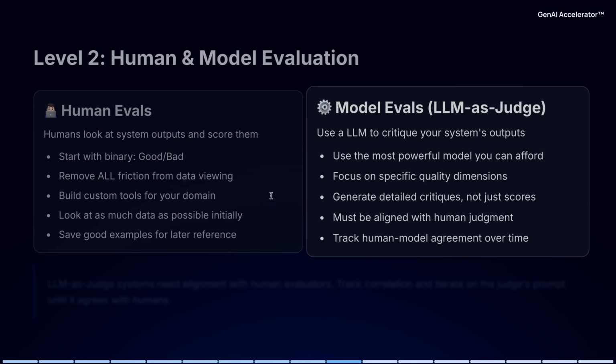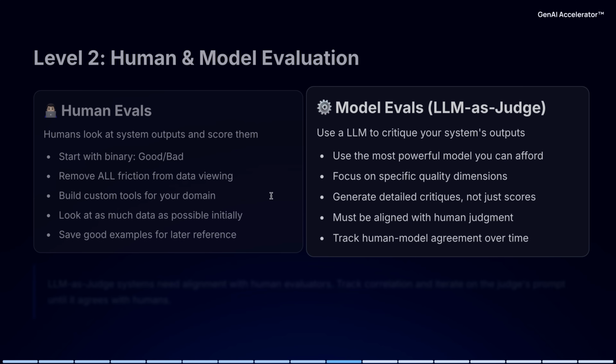So here you want to focus on specific quality dimensions. This comes back to your system can have multiple evals. So you can start with good, bad, but you can make it more specific. Also on, is it factually correct? Is it helpful? You can decide for your system what makes sense to critique on. And you want to generate detailed critiques, not just scores. So beyond just good, bad, also let the model explain why it is good or bad.